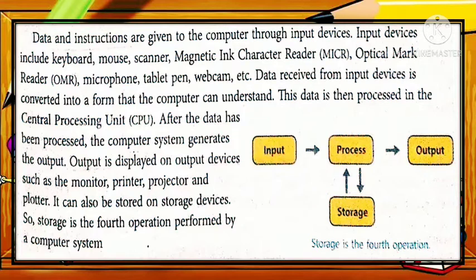After the data has been processed, the computer system generates the output or it displays the output on the monitor screen. So the output is displayed on output devices such as the monitor, printer, projector and plotter. It can also be stored on storage devices. So storage is the fourth operation performed by the computer system, as you can have a look at the image.